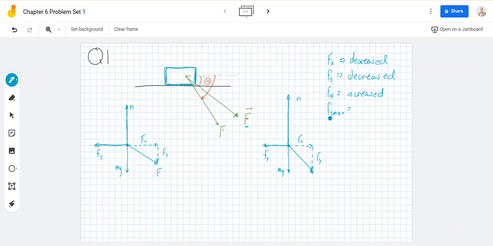Well, the thing about the Fs maximum, one of the things we know, is that if you want to find the maximum static friction, it's equal to the coefficient of static friction times the normal force, or the way they're writing it here. So these both mean normal force, so depending on here. And since our normal force increased, our maximum also increased.